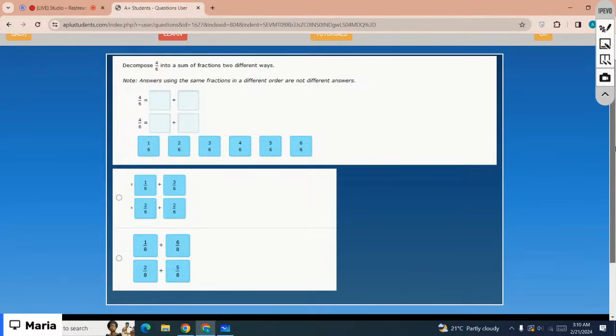Because 1 by 6 plus 3 by 6, the denominator is the same, you simply have to add their numerators. So 3 plus 1 is 4, that is 4 over 6. Then you have to do 2 by 6 plus 2 by 6, and 2 plus 2 makes 4, that also makes 4 over 6, right? So option number 1 is the correct option. Got it? That is option number 1.